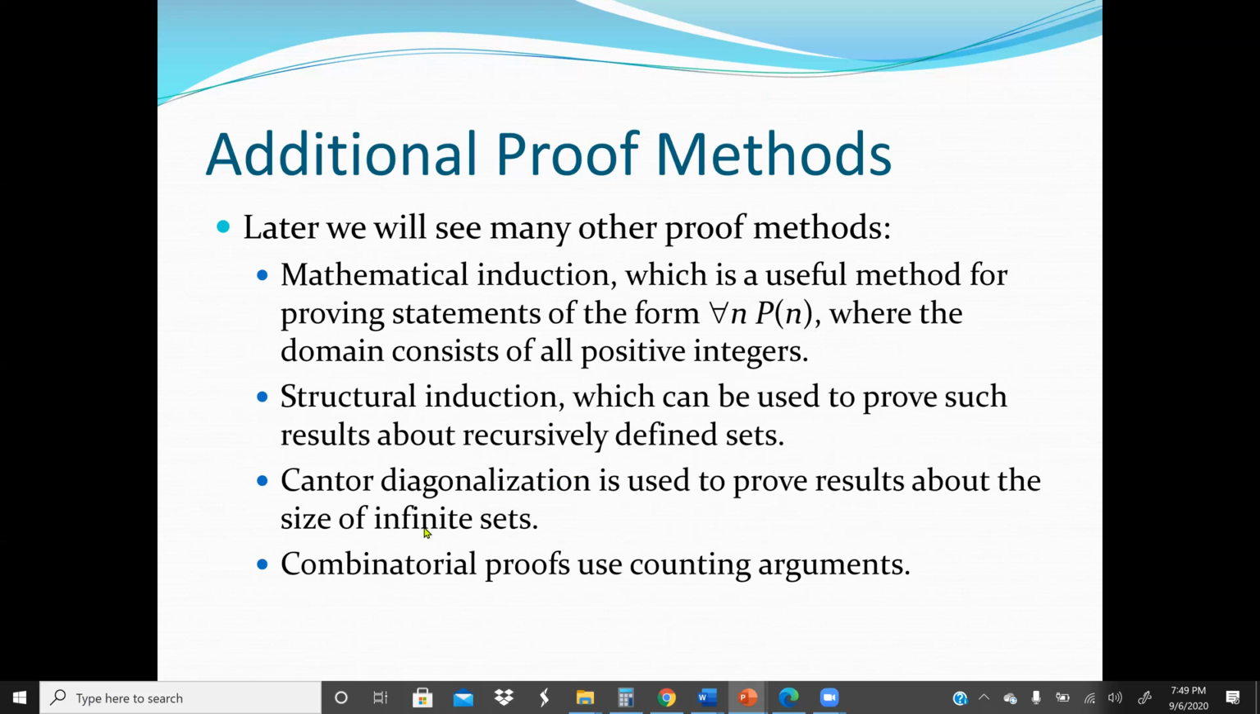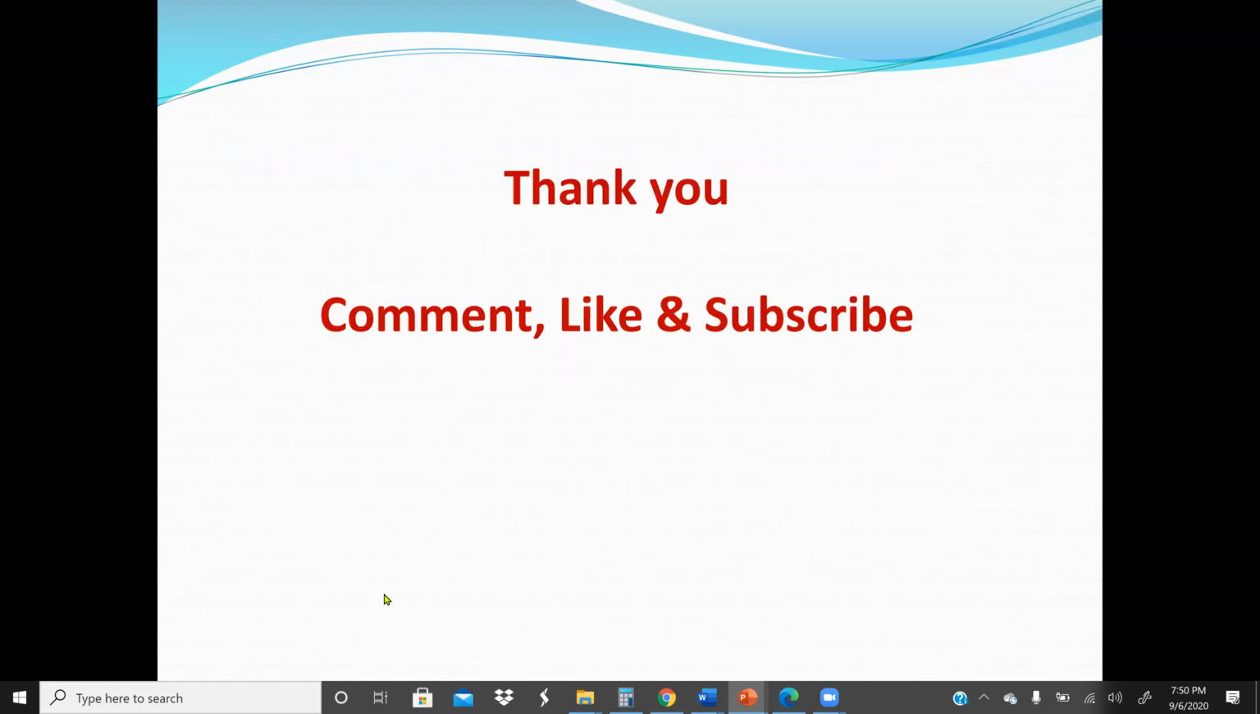We also have Cantor diagonalization, which is used to prove results about the size of infinite sets. Then combinatorial proofs use counting arguments. Again, we may cover this somewhere around chapters 5, 6, and 7.